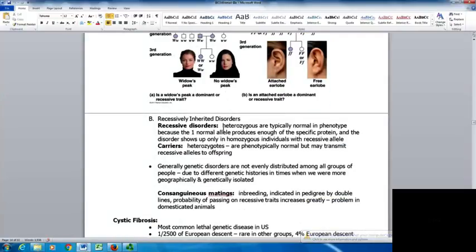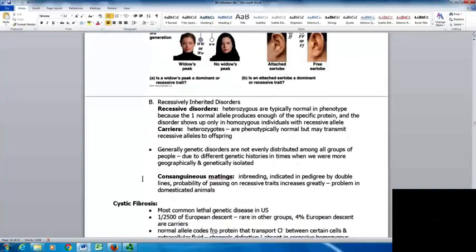Recessive disorders, the heterozygous individual is typically normal in phenotype. They're going to have one normal allele, and it will usually produce enough of the specific protein so the disorder only shows up in the homozygous individual with the recessive alleles. The carriers are going to be the heterozygotes. They're phenotypically normal, but they can transmit the recessive alleles to their offspring.